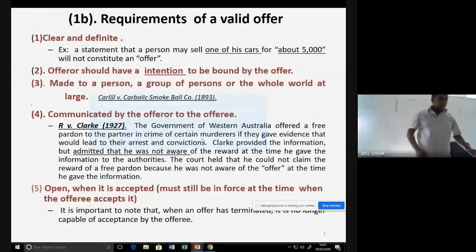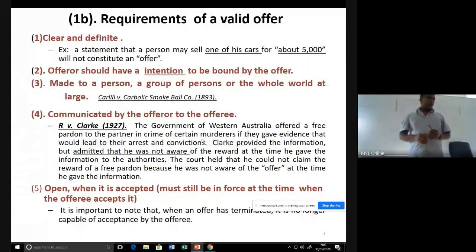Right. The next point, point number 5: the offer must be open when it is accepted. That is the other point that you have to remember. At the time of acceptance of the offer it should be open, or in other words, the offer should be in force. It must still be in force at the time when the offer is accepted.